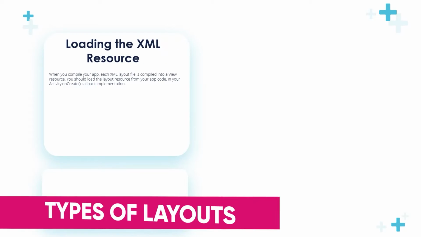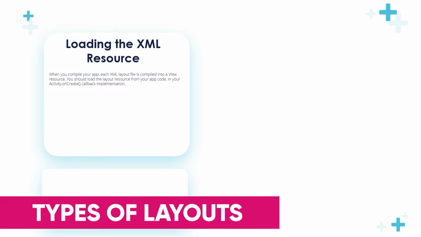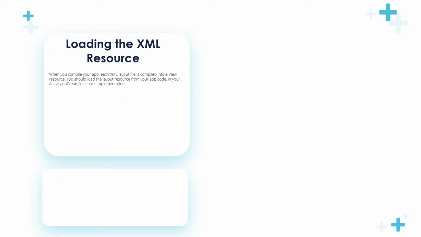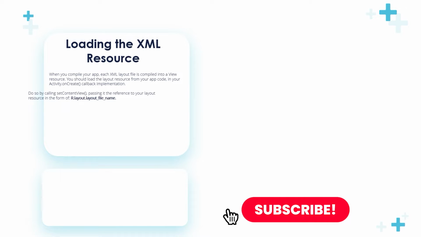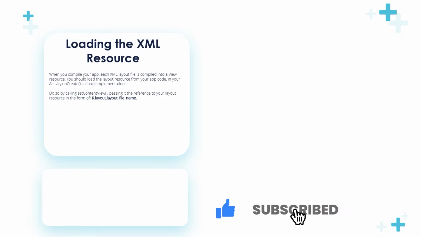Hello, my friends. When you compile your app, each XML layout file is compiled into a view resource. You should load the layout resource from your app code in your activity's onCreate method callback implementation. Do so by calling the setContentView method, passing it the reference to your layout resource in the form of R.layout.layout_file_name.